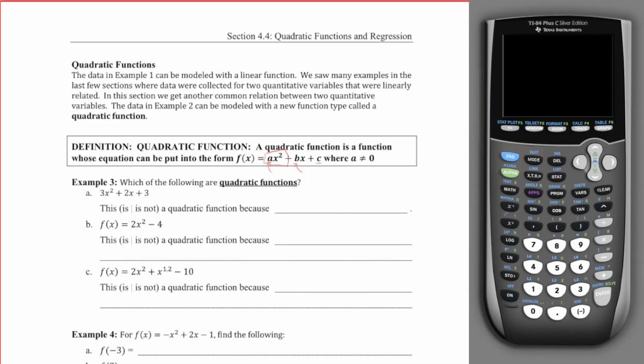These two can be 0. So it might turn out that we don't have an x term. It might turn out that we don't have a constant term. To be quadratic, we have to have the x squared term. So just very briefly, we're going to go through and make sure that we can recognize these.